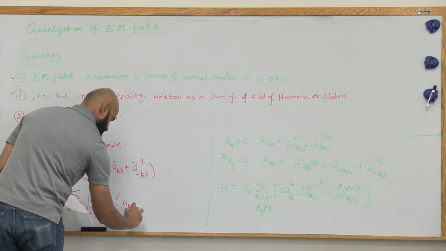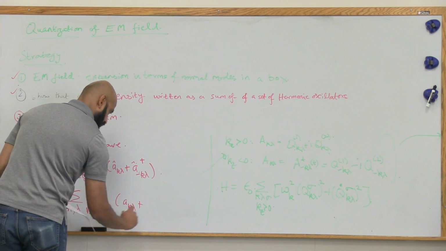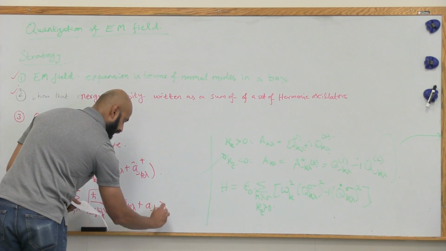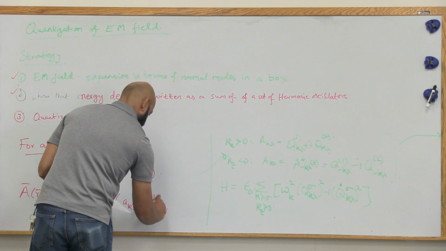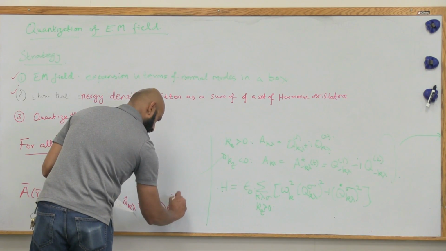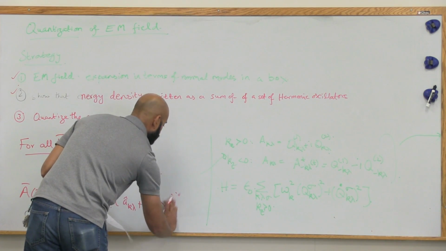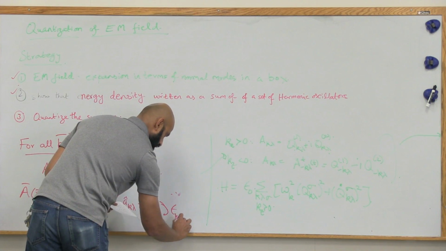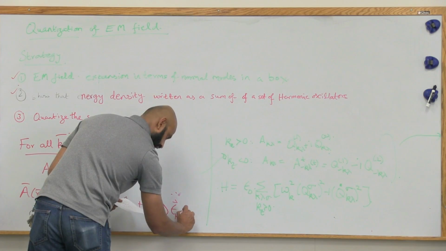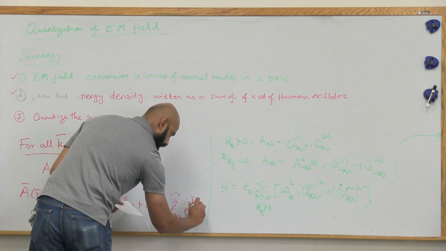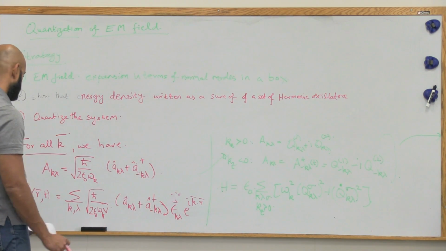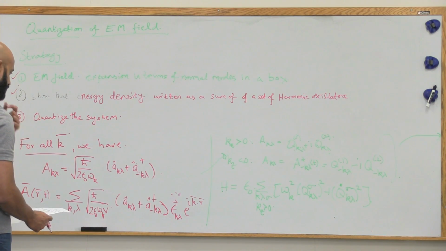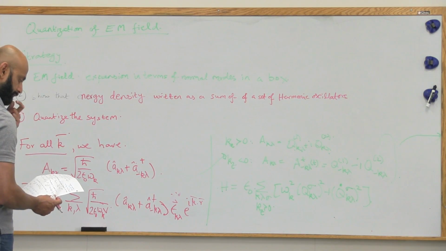And the only difference is really that we have to divide by the square root of V, because that's the mode function, times e to the i k dot r, and there is an epsilon, which is the unit vector, times e to the i k. Okay? So that's a nice looking expression for our vector potential.